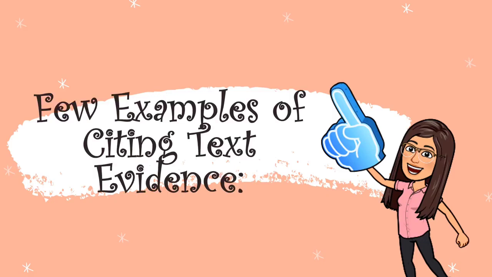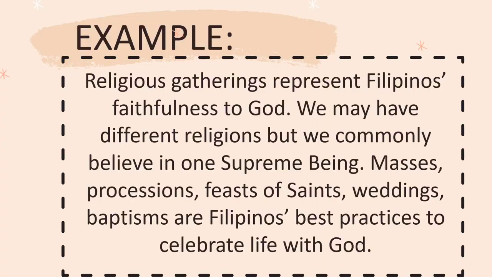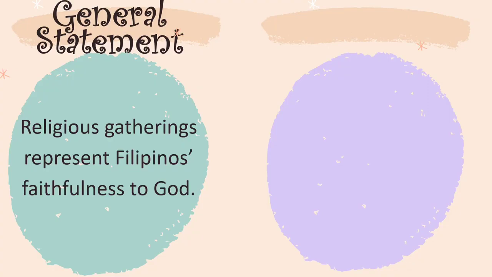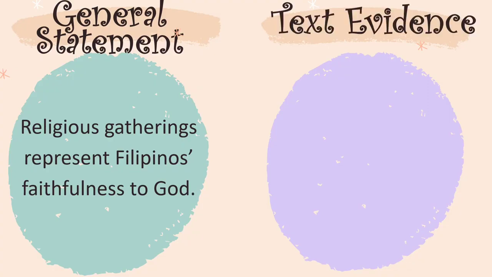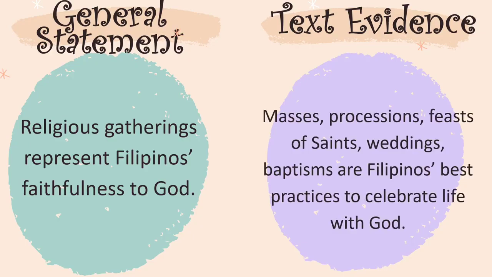Now, let's discover a few more examples of citing text evidence. Number 1, religious gatherings represent Filipinos' faithfulness to God. We may have different religions, but we commonly believe in one supreme being. Masses, processions, feasts of saints, weddings, baptisms are Filipinos' best practices to celebrate life with God. What is the general statement? Religious gatherings represent Filipinos' faithfulness to God, while the text evidence is masses, processions, feasts of saints, weddings, baptisms are Filipinos' best practices to celebrate life with God.